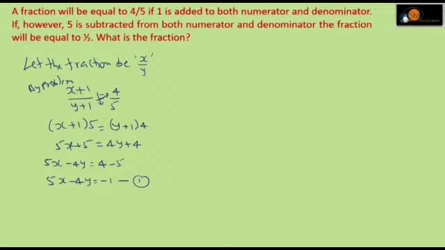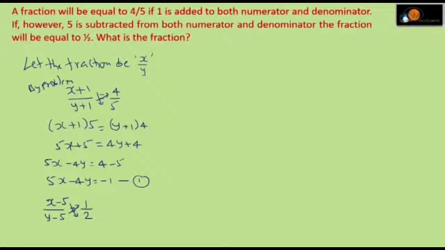Now see the second condition. Second condition is, if we subtract 5 from both numerator and denominator, the fraction will be equal to 1 by 2. Now x minus 5, subtracting 5 from numerator and subtracting 5 from denominator. Now this one will be equal to 1 by 2. This is second condition. Again do cross multiplication.